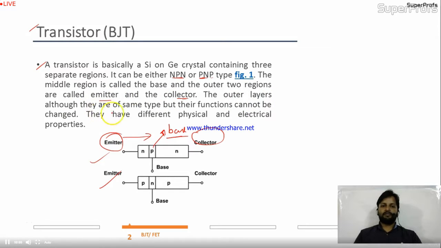The outer layers, although they are of the same type, their functions can't be changed. The function of the emitter is to emit the electrons or holes into the circuit, and the function of the collector is to collect them, right? They have different physical and electrical properties. The physical properties I told you earlier: emitter is moderate in size, collector is large in size, and the base is very thin, right?